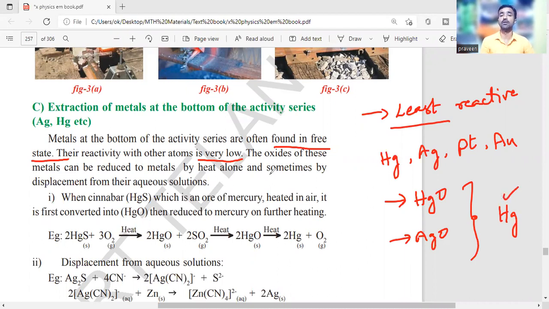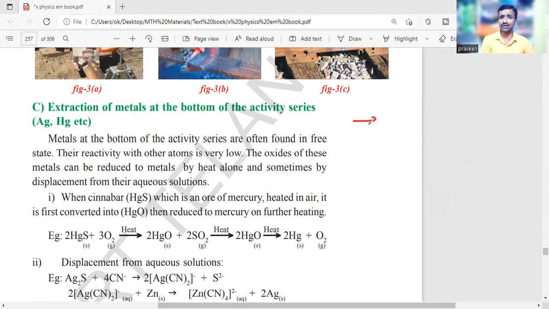How can it be possible? By a simple reduction process, right? So how to reduce it? Sometimes you need a displacement reaction, right? From the aqueous solution, you need a displacement reaction. What if they are combined with other elements, in a few cases, right? Suppose they are available in the sulfide form, what to do? You just need to convert that into oxide form first.